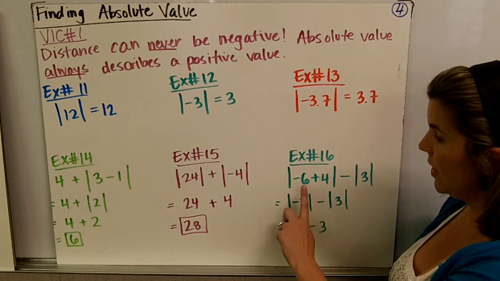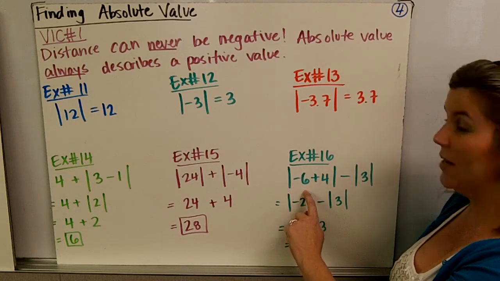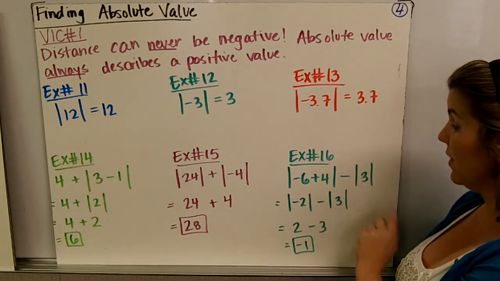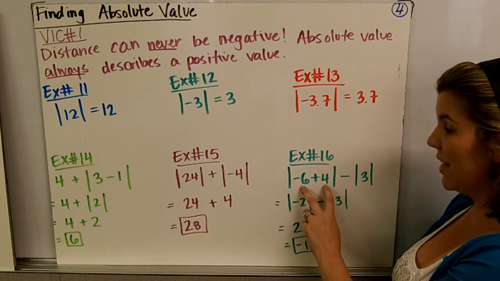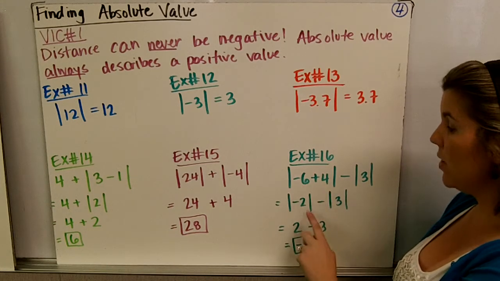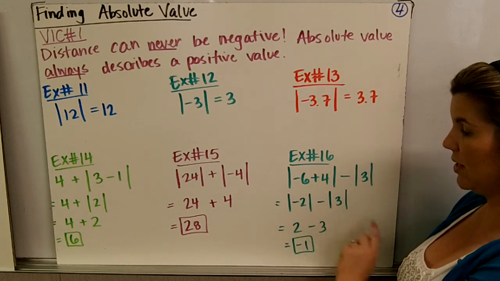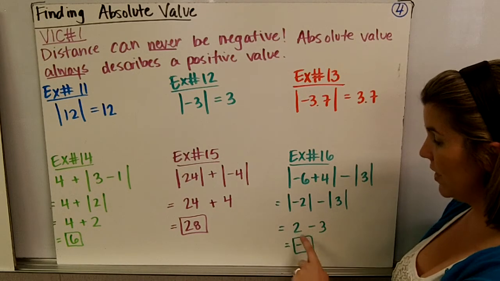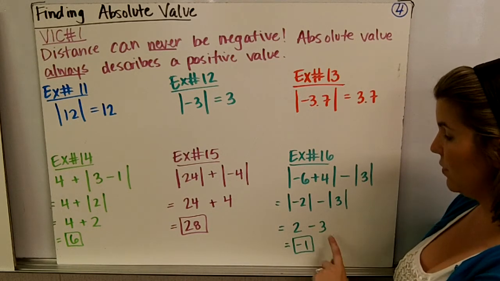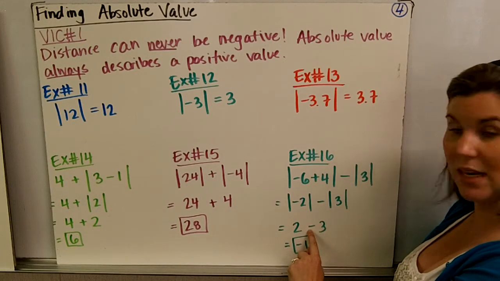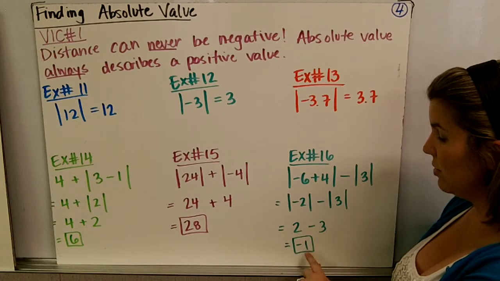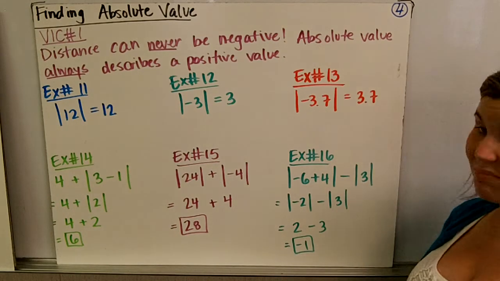Example 16. The absolute value of the quantity negative 6 plus 4, minus 3 times the absolute value of 3. So let's do the inside first. Negative 6 plus 4 is negative 2. This 3 can carry down. It's still inside the absolute value until we take it. Absolute value of negative 2 is positive 2. Absolute value of 3 is 3. This minus sign carries down. Now let's do the subtraction. 2 minus 3 is negative 1. And that's all.